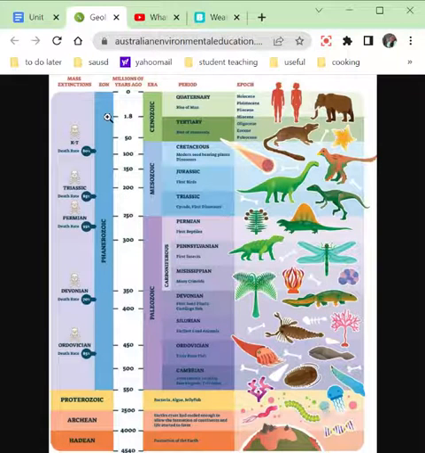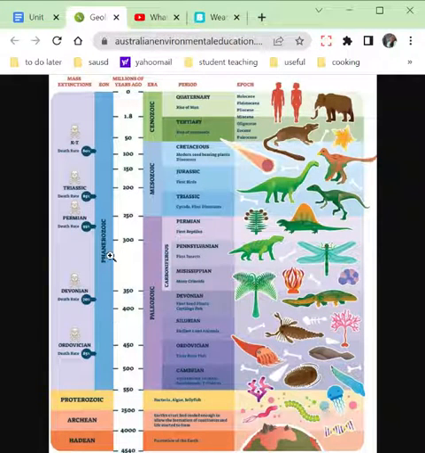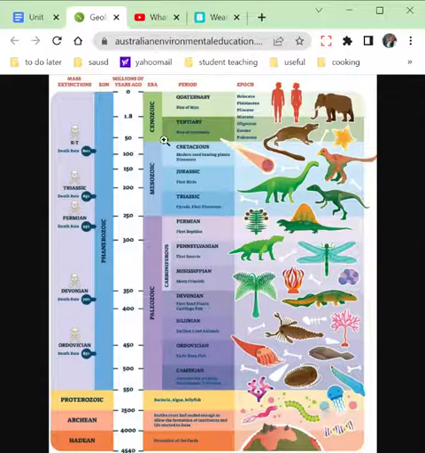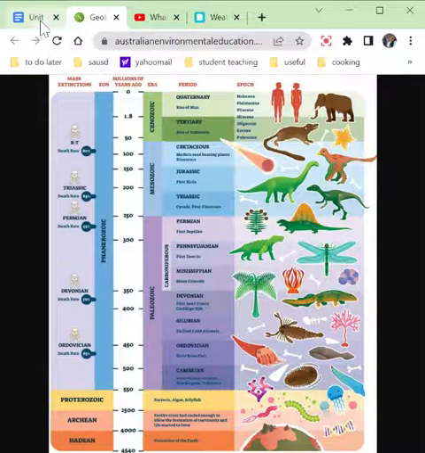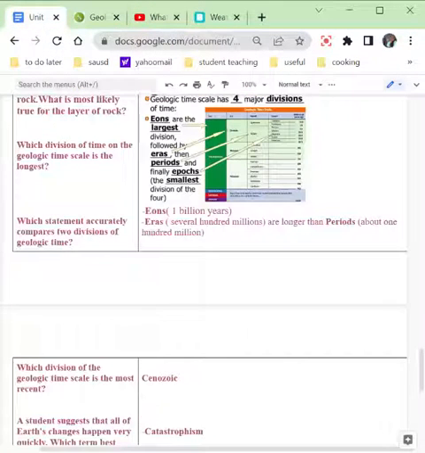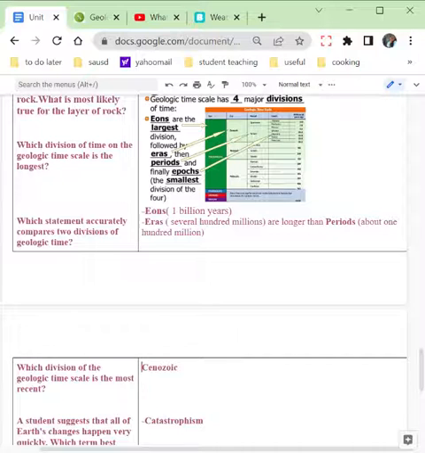And then it's in this eon, the Phanerozoic eon. But the Cenozoic includes the rise of mammals and rise of man. Humans and a lot of mammals that we see nowadays were formed. So that's the most important one that we need to know, the most recent one that we're in right now, the Cenozoic.